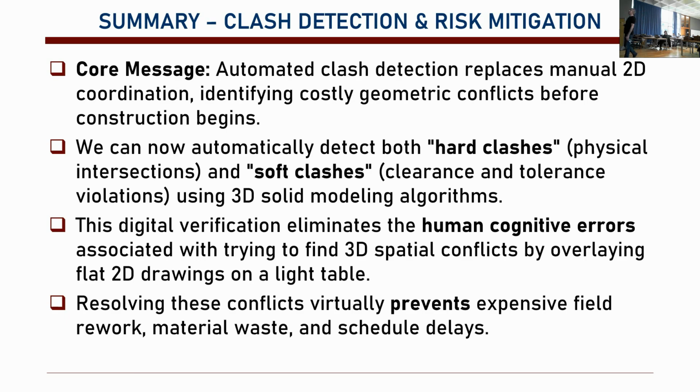Clash detection and risk mitigation is again a very important thing that we achieve with BIM. We can detect both hard clashes, basically physical intersections, and soft clashes, like clearance and tolerance violations, with our 3D solid models. Basically, we can eliminate human cognitive errors. And as a result, we virtually prevent expensive field rework, material waste, and schedule delays.